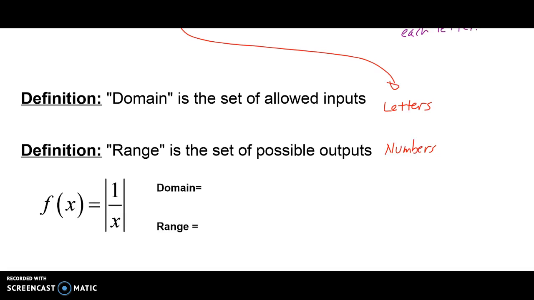Domain is almost always associated with x, and in this equation here, what you basically have to consider is, what are the allowed x's? Allowed means there might be some things that aren't allowed. And if you look at this equation, you can see that there is a number that's not allowed.